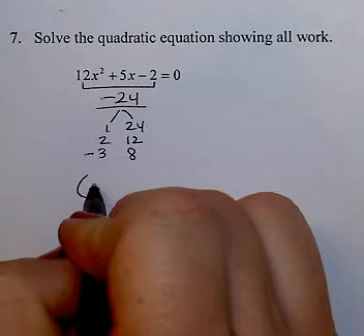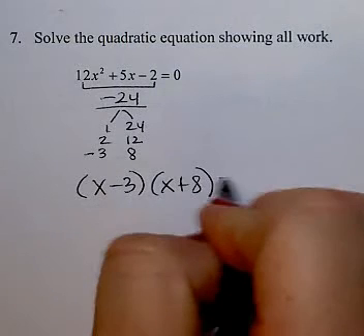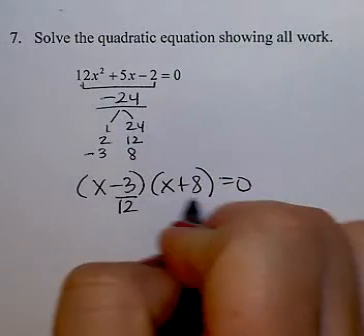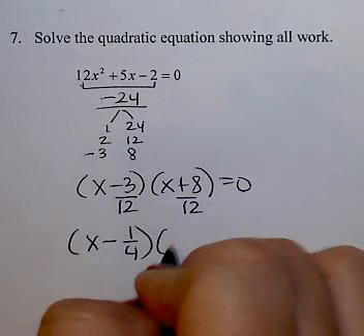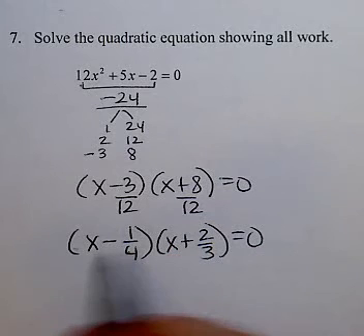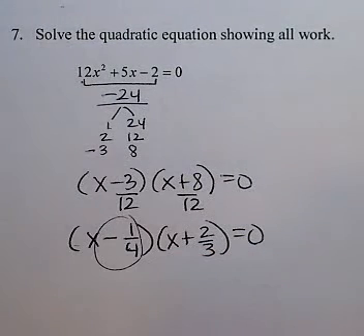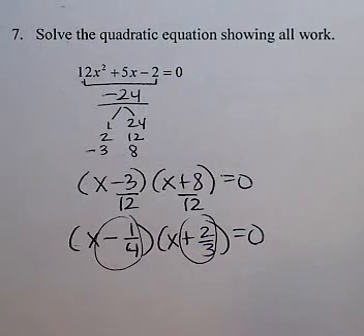So it's going to be x minus 3 and x plus 8. Because the number up front is different than 1, we have to do the bottoms. Now reduce those fractions. And we don't have to push up the 4 or the 3 because we're not in factored form. We're solving. One answer is x equals 1/4. The other answer is x equals negative 2/3.